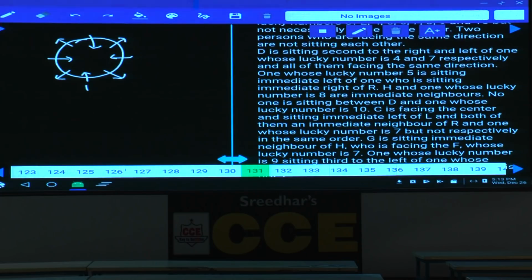Now, I am fixing D at this place. If D is here, if 4 is here, 7 will be here, or vice versa, 7 and 4 will be here, isn't it? Now, D is seated second to the right of the one whose lucky number is 4 and 7 respectively. What is it? Respectively. That means in the same order. In the same order means 4 must be here and 7 must be here.